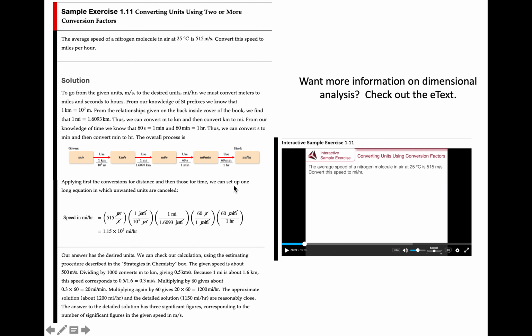I think dimensional analysis might be something you're familiar with. If you want more information on dimensional analysis, check out the e-text. So this is in chapter 1. There's quite a bit of information, including sample exercises where it works through the example, figures out how to cancel the units. There's even interactive videos that you can watch that illustrate the idea as well. So if you feel like you're not an expert on dimensional analysis, I'd stop the video right now, I'd check out the e-text, and I'd learn more.